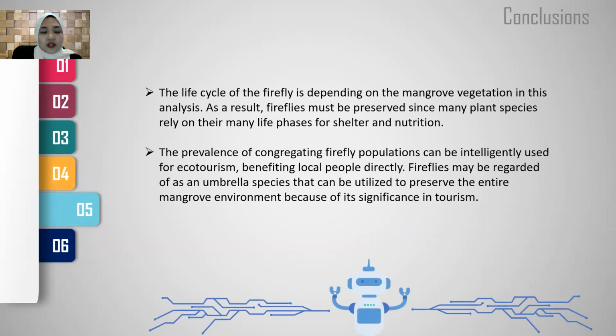So in conclusion, the life cycle of the firefly depends on the mangrove vegetation in this analysis. As a result, fireflies need to be preserved since many plant species rely on them in many life phases for shelter and nutrition. The prevalence of congregating firefly populations can be intelligently used for ecotourism, which will benefit local people directly. Fireflies may be regarded as an umbrella species, so they can be utilized to preserve the entire mangrove environment because of their significance in tourism.